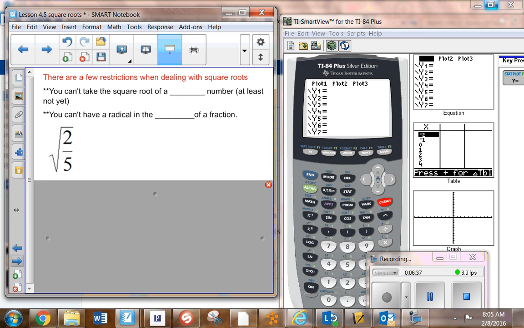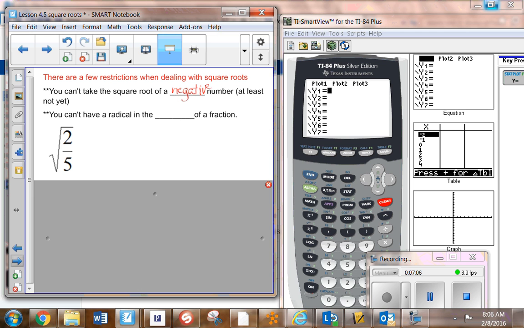One of those is you can't take the square root of a something number. What do you think would go in there? Negative. Yes, you cannot take the square root of a negative number, at least not yet. So that's kind of a lie. That's a half truth there. But for your knowledge right now, you can't take the square root of a negative number.